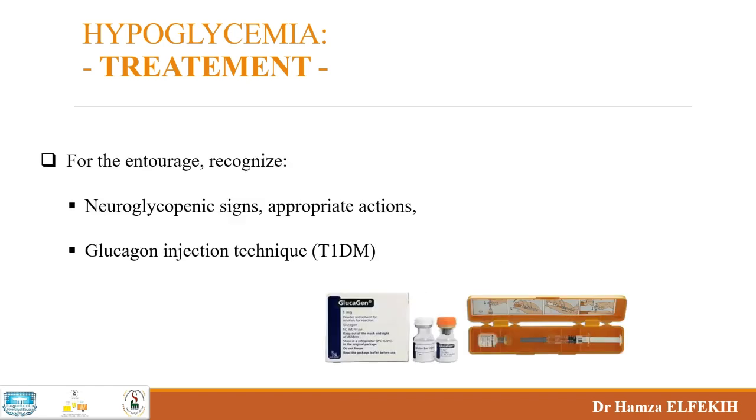For the entourage, we should educate them about neuroglycopenic signs. So when the patient presents signs of neuroglycopenia, we should give him sugar and of course verify his blood glucose level. For those who have a child with type 1 diabetes mellitus, we should educate the parents about glucagon injection techniques.